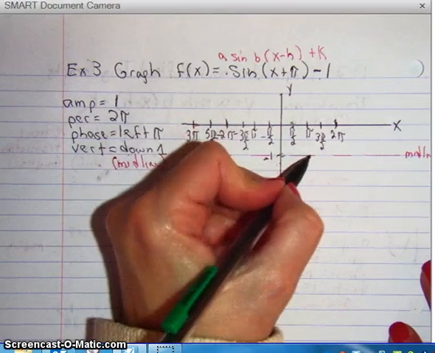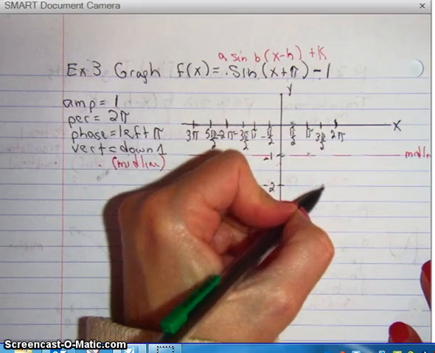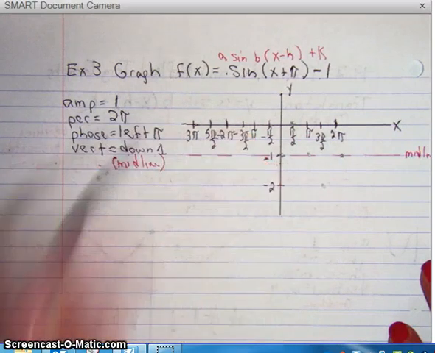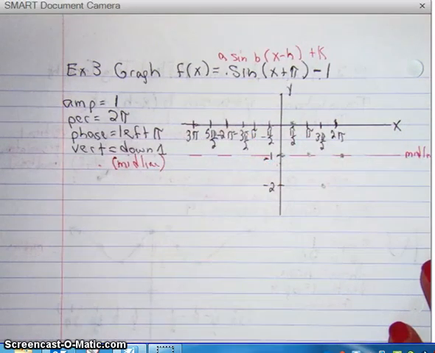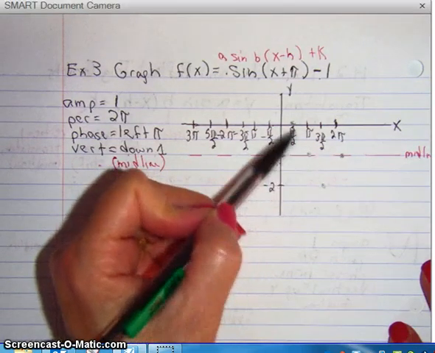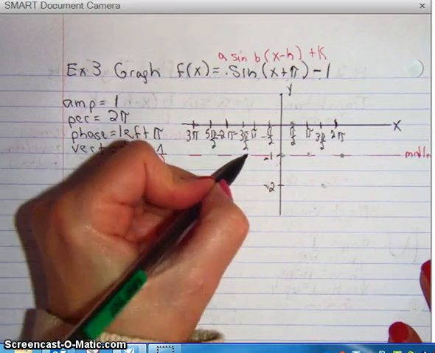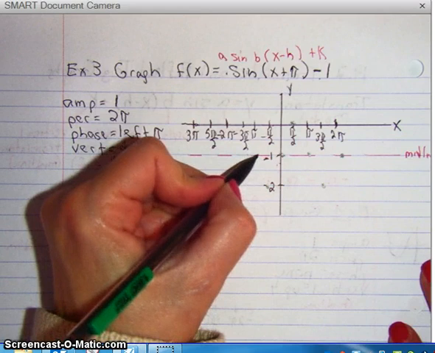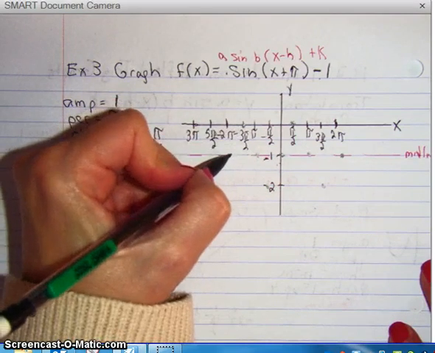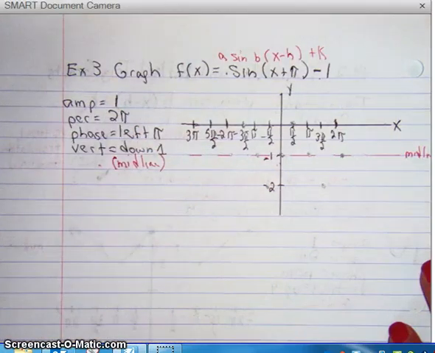At the next halfway point, we have an x-intercept. Next halfway point, we're down the amplitude. Next halfway point, we have an x-intercept. Okay. Can you go backwards? X-intercept, valley, x-intercept, hill, x-intercept, valley, x-intercept, hill, x-intercept, and then that's one whole curve.